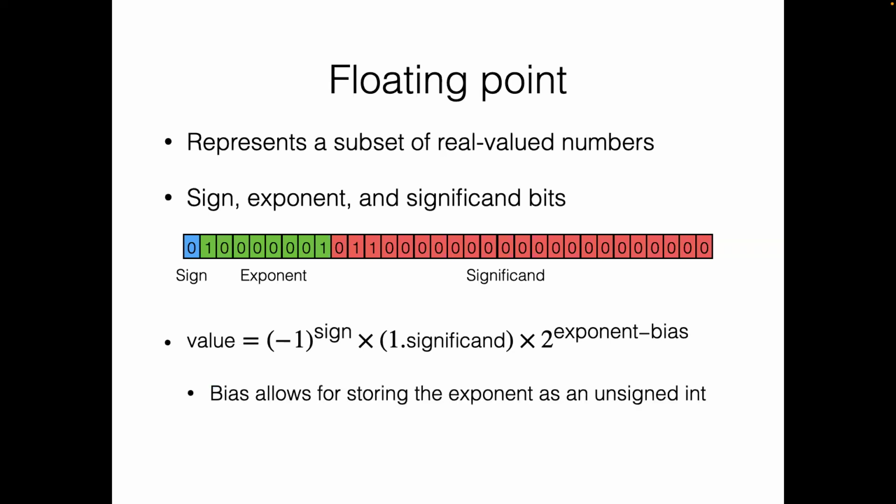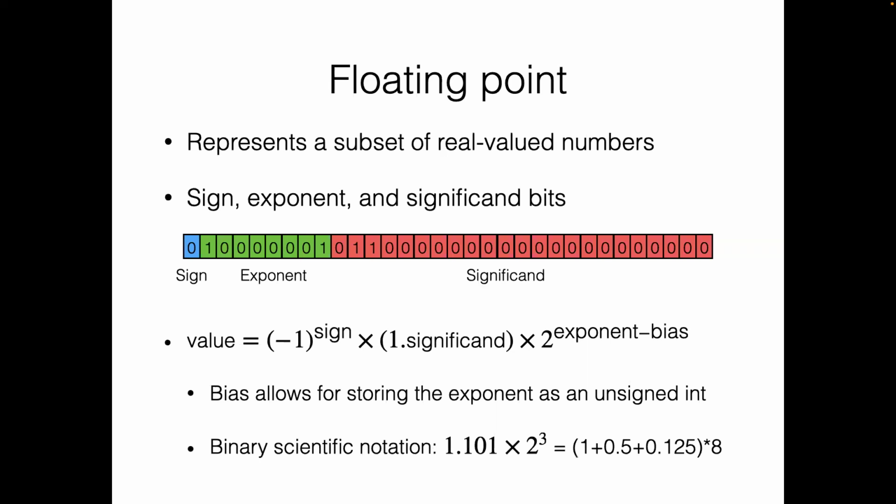Now, what's done in practice is to use what's called a bias. So we'll see in the example in a bit. You can use this bias so that you can represent this exponent as an unsigned integer, and it turns out to be good for hardware and it's what's done in the standard. And so what you could think of this as is an analogy to scientific notation, except here the tricky part is that we're actually using base 2.